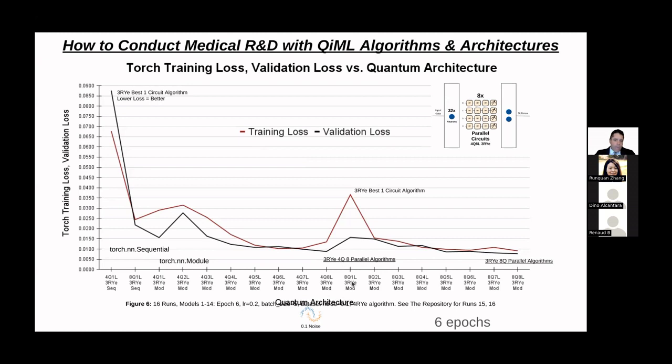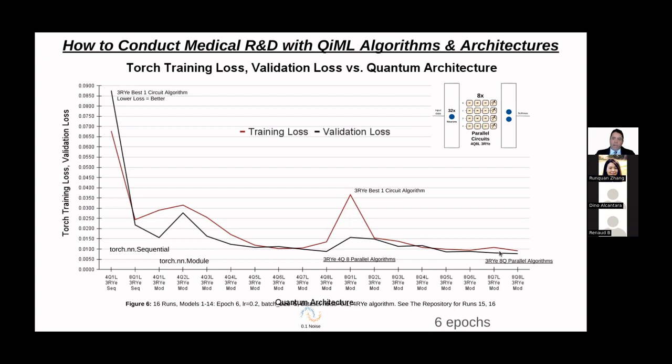And then likewise for the 8-qubit circuit, every single one from 1 layer all the way up to 8 layers is decreasing in loss. So that's more favorable here. And you see the convergence between training loss and validation loss.